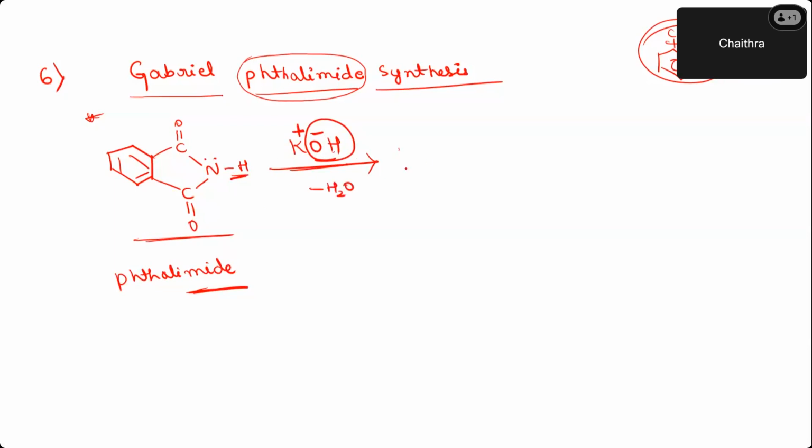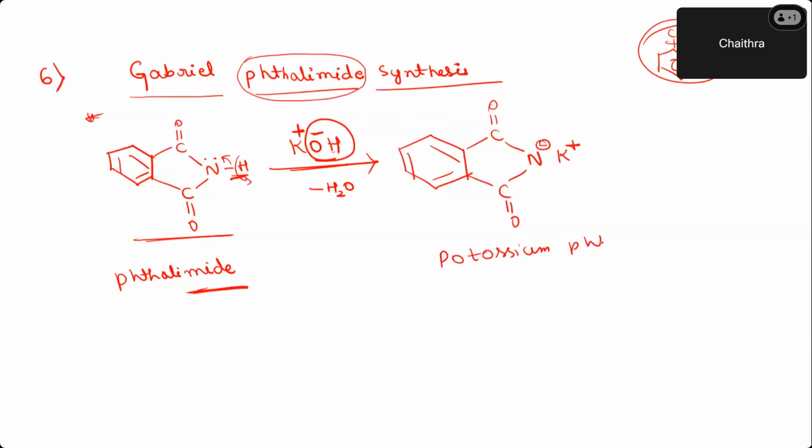Now can you tell me what will be the next product? Tell me. You have C double bond O, C double bond O, and now you have N here, and this proton is removed. So on nitrogen, this pair of electrons will be there, and that will be taken by K plus. Can you call it potassium phthalimide? Potassium phthalimide. Okay, now I got this. Now this is also a preparation method of amine only. I have to finally get that only.